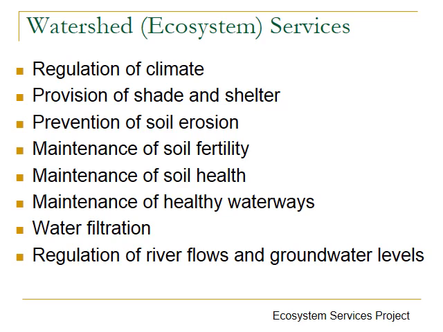We've talked a bit about ecosystem services in this class, and you probably know what ecosystem services are, but if you think about watersheds in the context of ecosystem services, they do a lot. You can think of watershed services as things like regulating climate, providing shade and shelter, preventing soil erosion, maintaining soil fertility and health, maintaining a healthy watershed balance in terms of streams and river flow, infiltration and water filtration, removing sediments from water before it goes into rivers, and finally the regulation of river flows and groundwater levels. All of those things happen as services of the watershed. When we manage watersheds, we're affecting all of those and many more services.